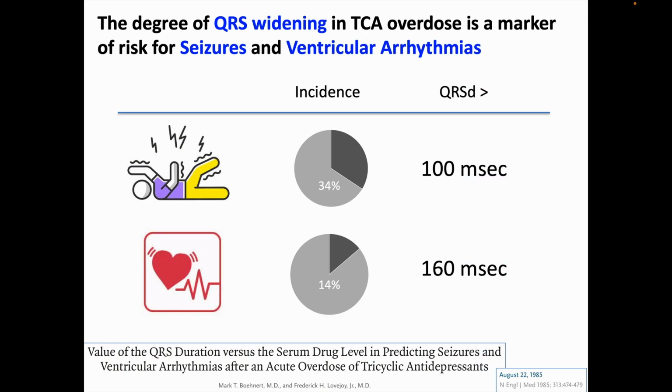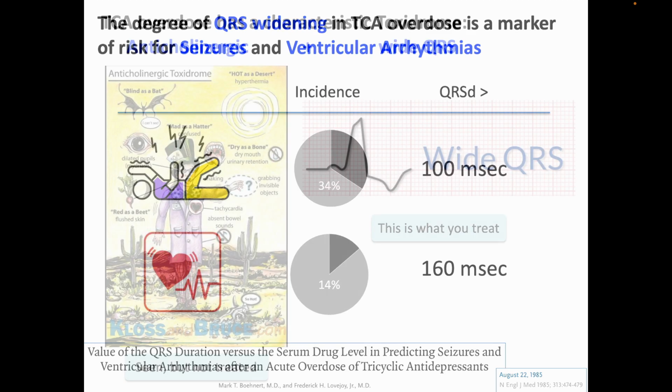In fact, the degree of QRS widening, the degree of sodium channel blockade, seen with TCA overdose can be used to risk stratify patients with regard to the incidence of seizures and cardiac ventricular arrhythmias, which are the most serious and life-threatening effects seen. According to this landmark 1985 study, about one-third of patients with a QRS duration above 100 milliseconds will have a seizure, and about one-seventh of patients with a QRS above 160 milliseconds will have ventricular arrhythmias.